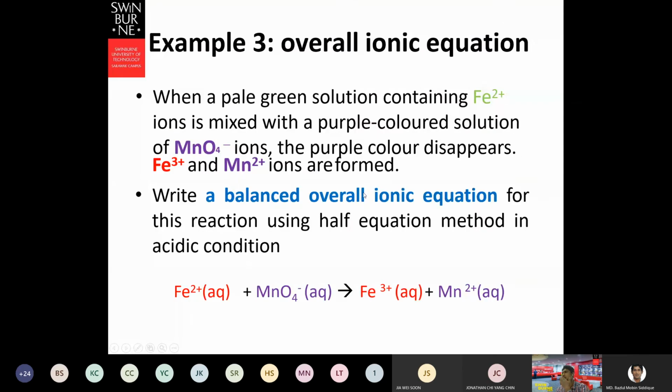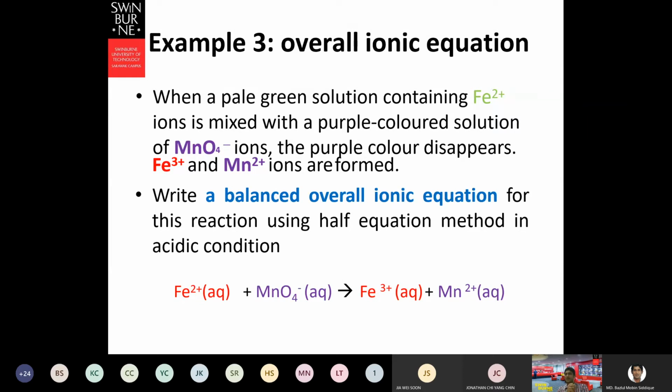Oh. So it says that when a pale green solution is mixed with a purple color solution of manganese tetroxide ion, the purple color disappears because manganese will go through some oxidation reduction. Iron will also go through some oxidation reduction. They will show different colors.